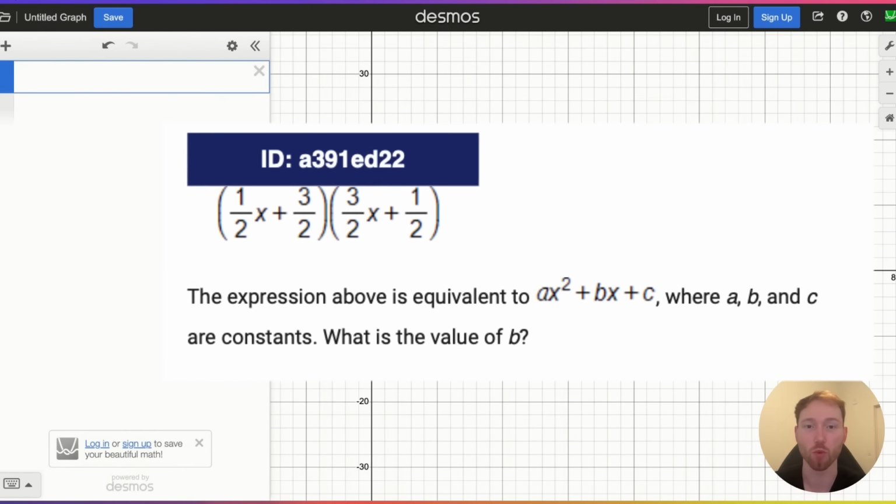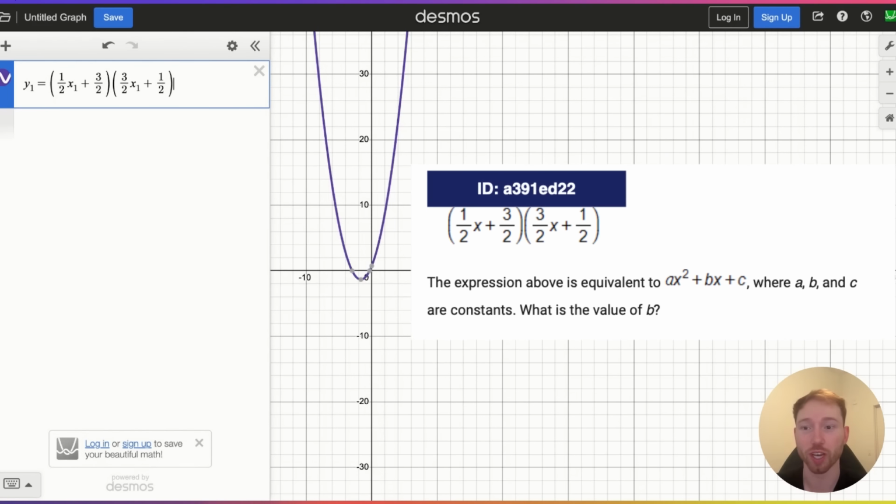We're going to do it the same way we did the last one. I have my first equation typed in, y1. I made sure they're y1s and x1s because I plan on using a regression. So let's type in the next equation. Make sure to use y1 and a tilde.